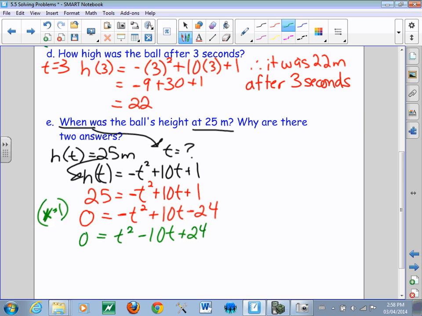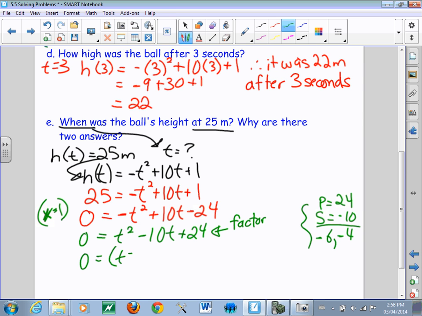Notice this, ladies and gentlemen, in order to solve, we need to get the zero product property happening. So we need to take this and actually factor it. Let's remember some of our factoring skills. We know the product equals 24. We know the sum equals negative 10. What two numbers multiply to 24 and sum to negative 10? Well, first of all, negative times a negative gives you a positive, so they both have to be negative. And what two numbers are that? 6 and 4. So you go t minus 6 and t minus 4.